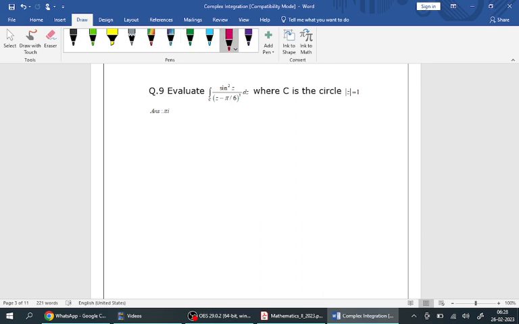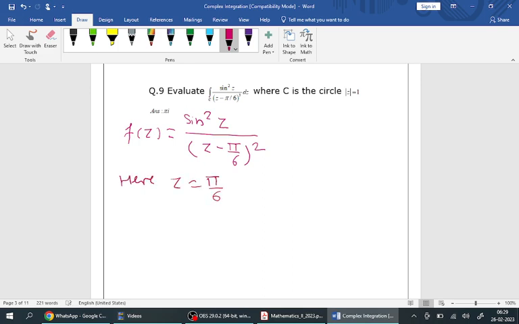Next one, f of z is sine square z divided by (z minus pi by 6) whole square. Now, this is the f of z given. So we have to find the value of z first. Remember, throughout here, you have to consider the value of pi as 3.14 and not in degrees. So here z equals pi by 6.